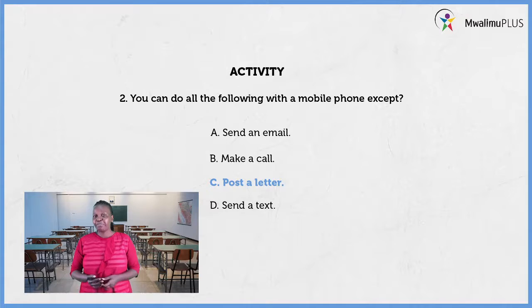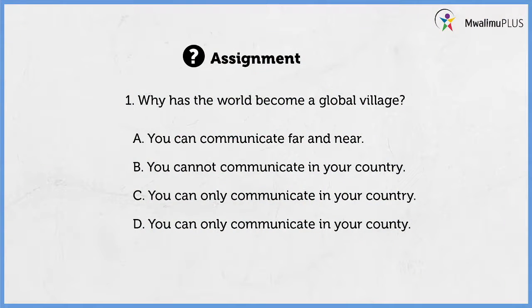Now, we've come to the end of today's lesson. I will leave you with an activity that will help you to reread the passage and to keep on revising before we meet for our next English lesson. So the assignment reads, why has the world become a global village? Read those four given statements and find out which one shows why we say currently the world has become a global village. Make sure you read carefully for you to get the correct answer.